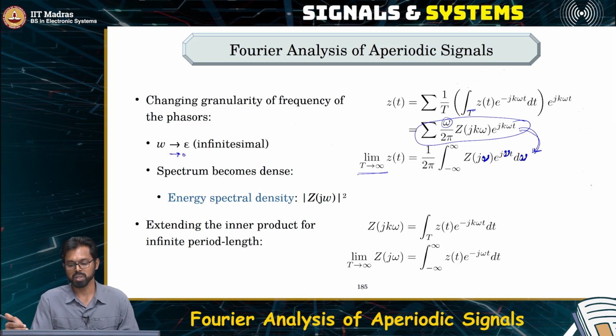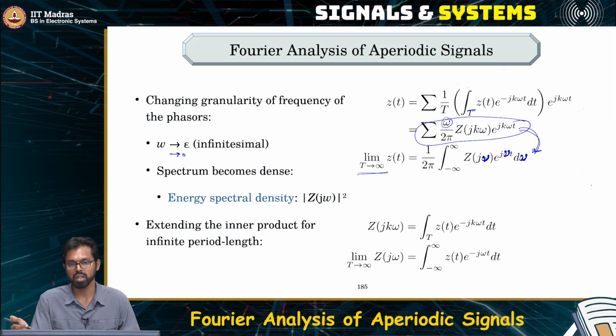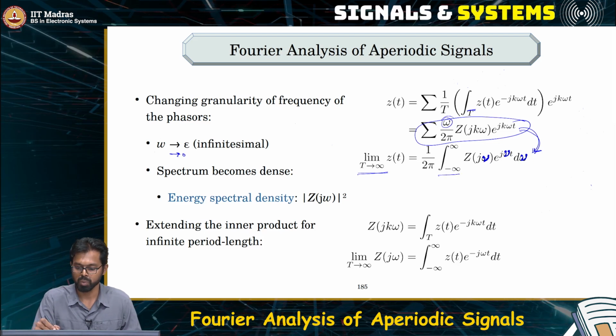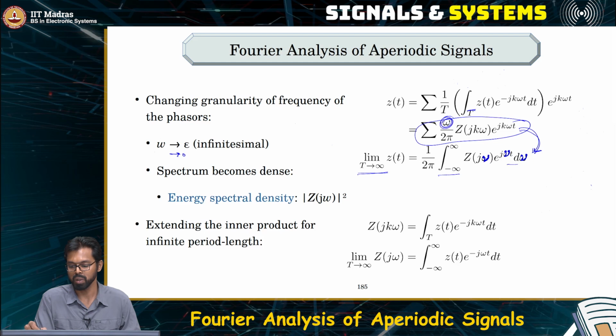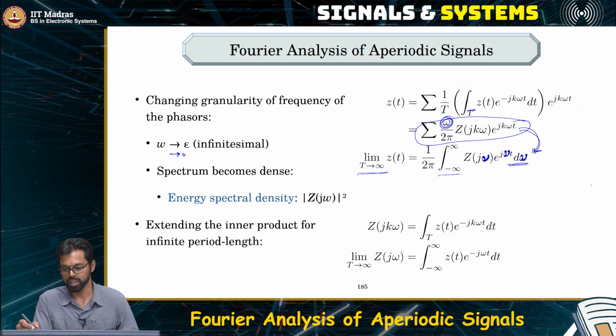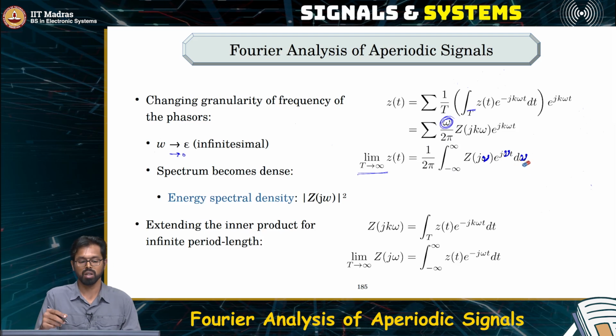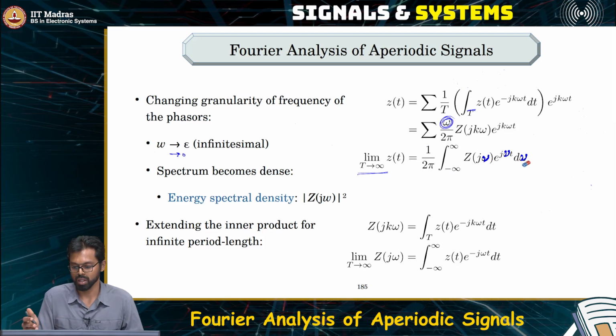Now because it becomes a continuous set of numbers, we have a continuous number here, and the summation now changes to an integral, and this omega, which was a very small number, becomes d omega or d nu here. Okay, so this is now our Fourier representation.